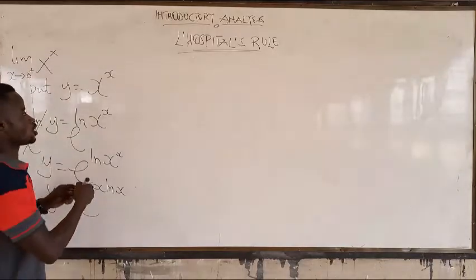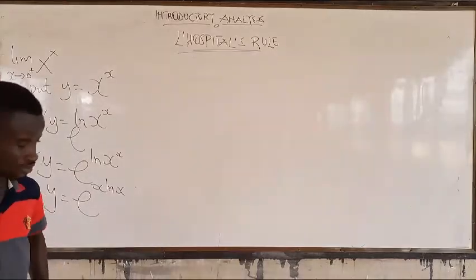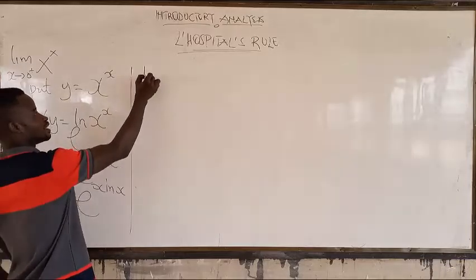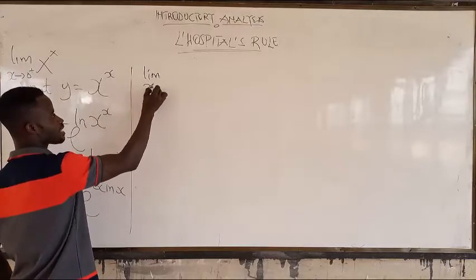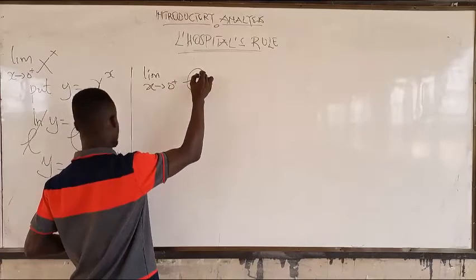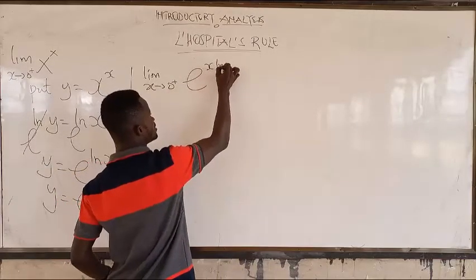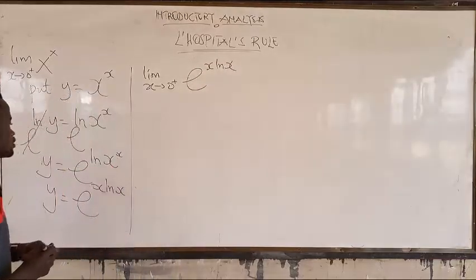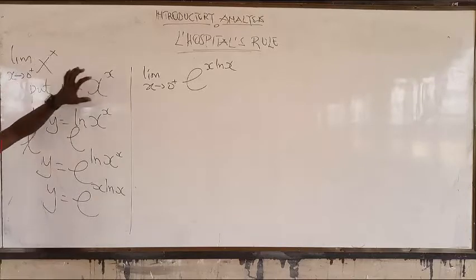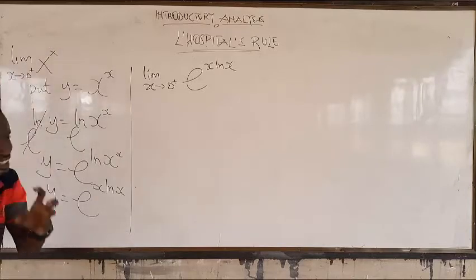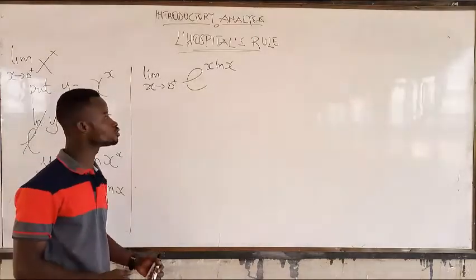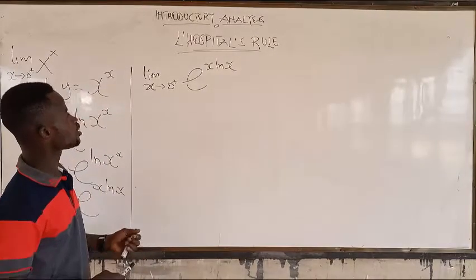So we now move on. Very good. I hope you are now getting it. We now take the limit as x approaches 0 from the right of e raised to the power x ln x, because that is the y, and the y is what we are taking the limit of. And the y is the same as this. Very good. Therefore, we move on.